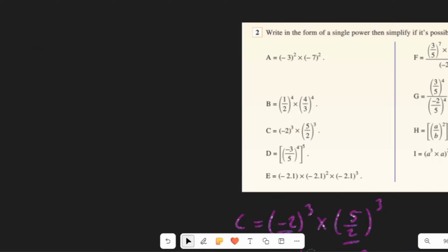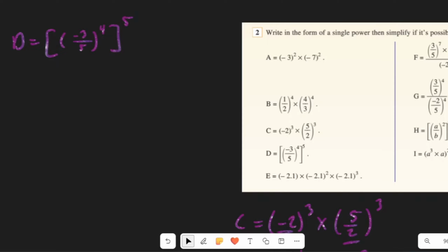Now let's move on to part D, where we have negative 3 over 5 all to the power of 4 and all this to the power of 5. So this looks complicated, but let's break it down so it's easy to understand. So D is equal to negative 3 over 5 all to the power of 4, and this all to the power of 5.